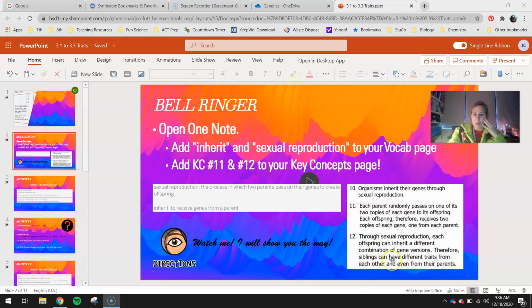And then key concept number 12: through sexual reproduction, each offspring can inherit a different combination of gene versions. Therefore, siblings can have different traits from each other and even their parents. So just because my parents, or both my parents technically, probably passed me down a trait for brown eyes, doesn't mean that's the same trait that's passed down to my brothers, because it's all pretty random.